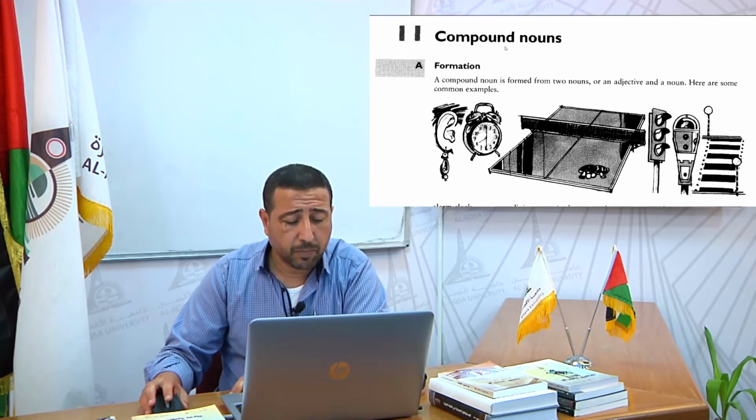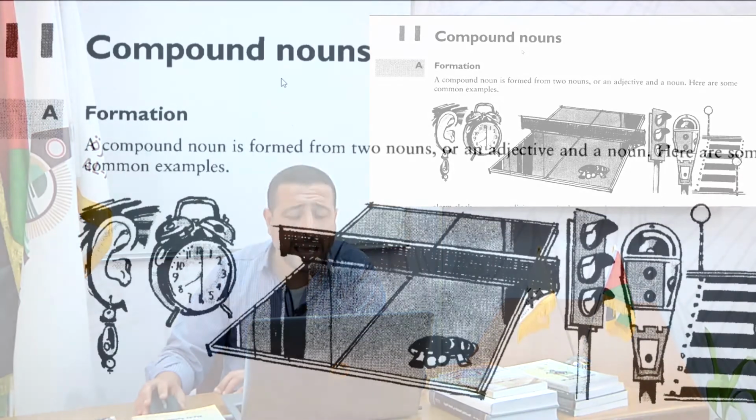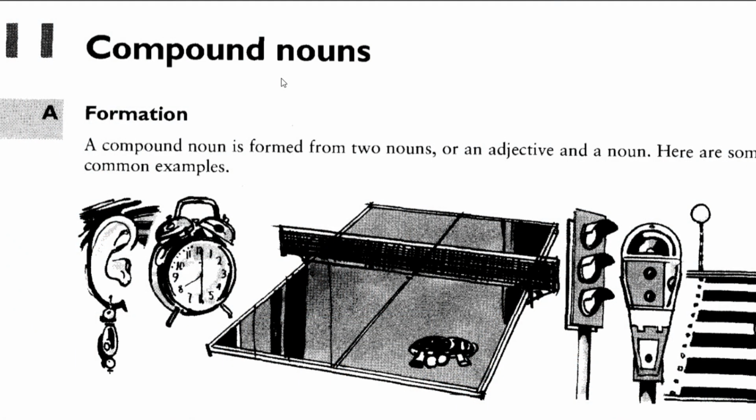Formation of compound nouns. As the name implies, compound nouns are two nouns that are joined together to form one word. A compound noun is formed from two nouns or an adjective and a noun. Not necessarily two nouns; you can say an adjective plus a noun.